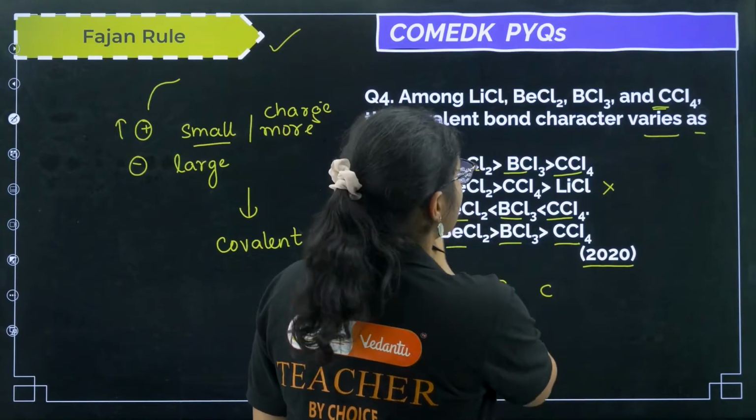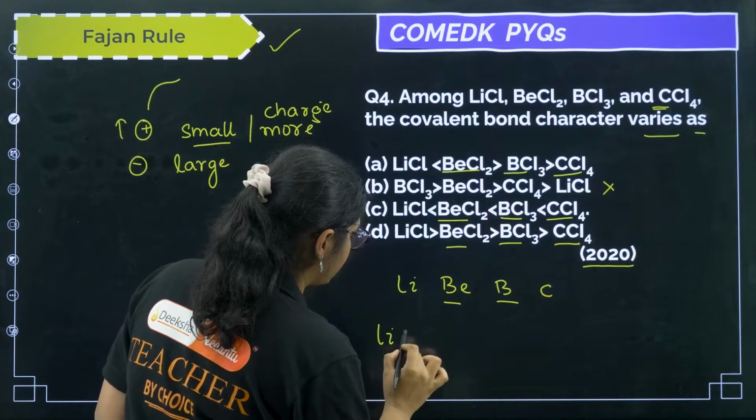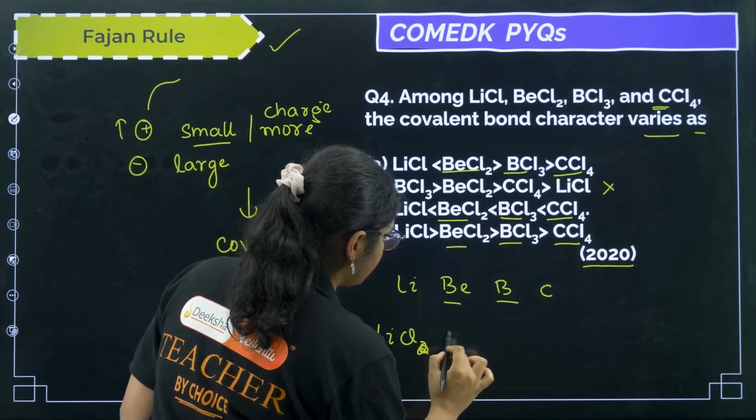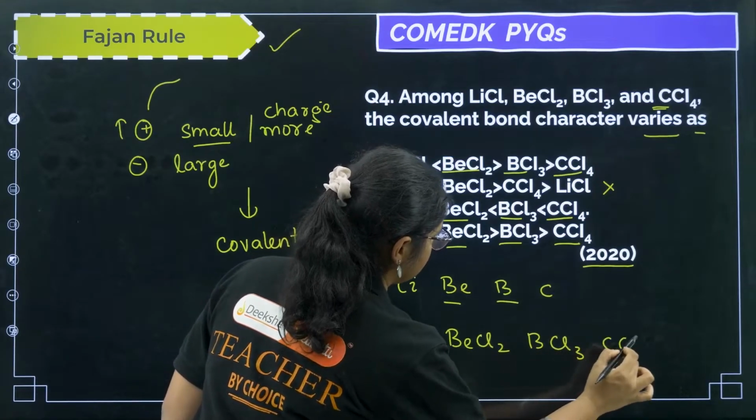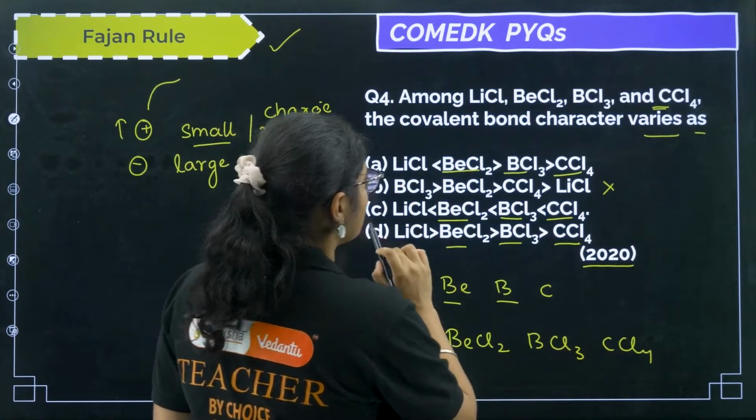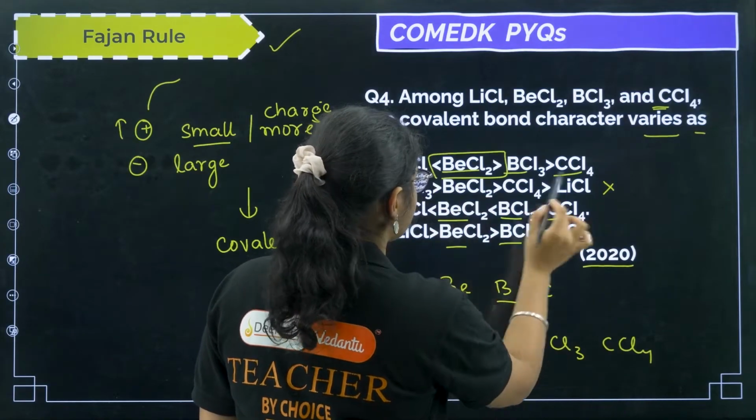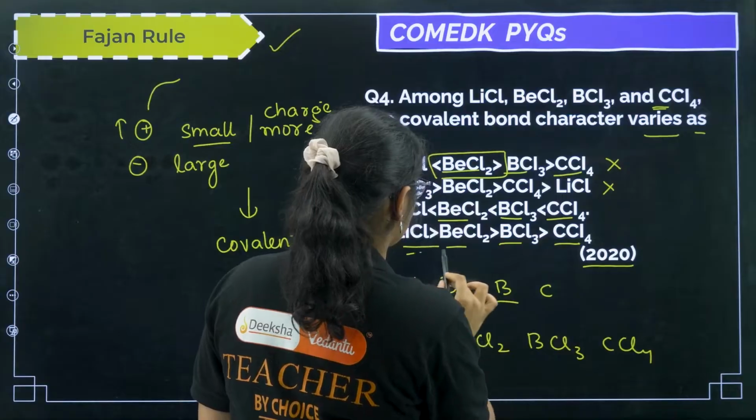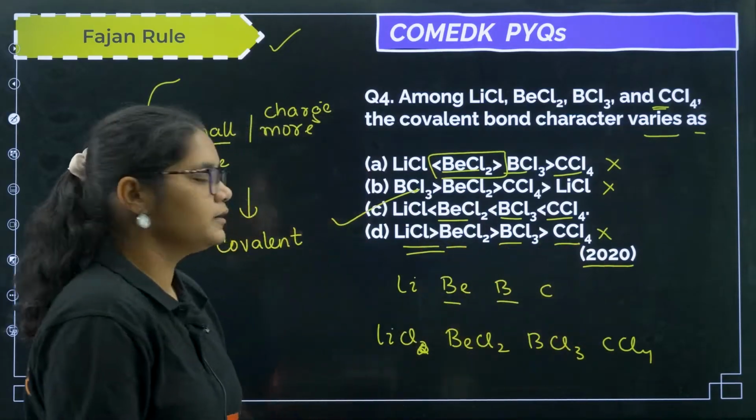Okay, I'll tell you the answer here. It should be like LiCl, then BeCl2, then BCl3 and then CCl4. So this is wrong here, we can eliminate this option. This is also wrong here, we can eliminate this option. So this is the correct order, option number D here.